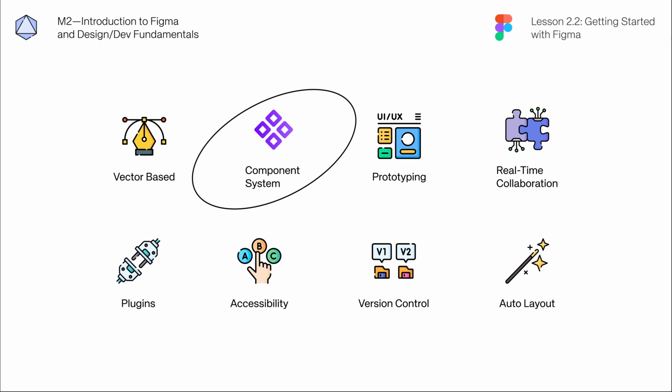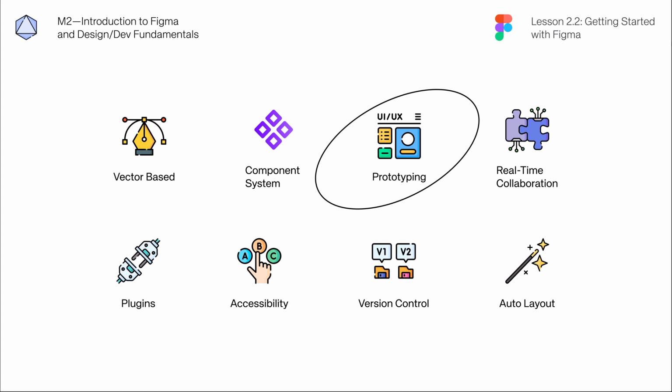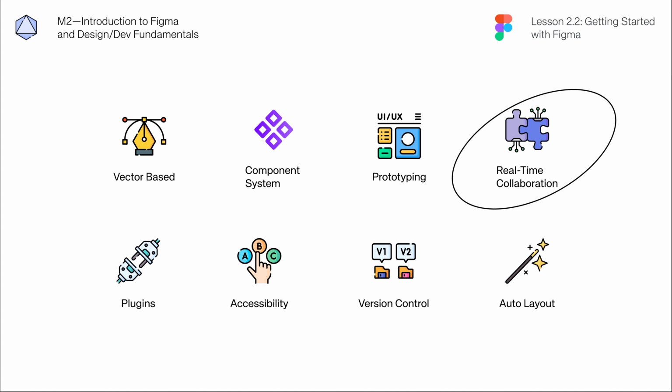Figma's component system lets you create reusable design elements. You can create a component once and use it across multiple designs, ensuring consistency and saving time. With Figma, you can create interactive prototypes. This means you can simulate how your design will work in real life, allowing for better user testing and feedback before development begins. As I mentioned before, Figma supports real-time collaboration, which allows multiple team members to work on the same design simultaneously. And this is very powerful.